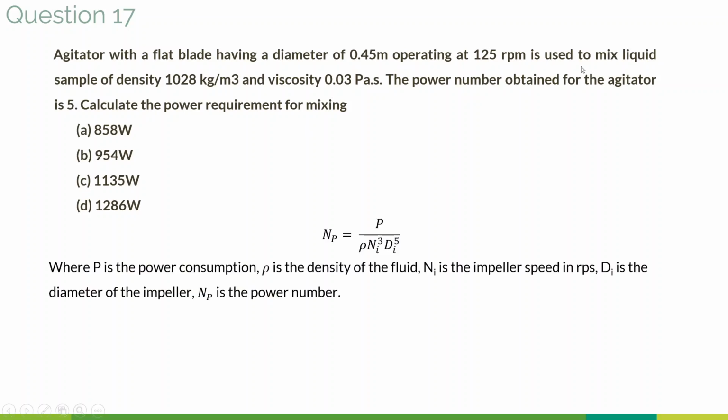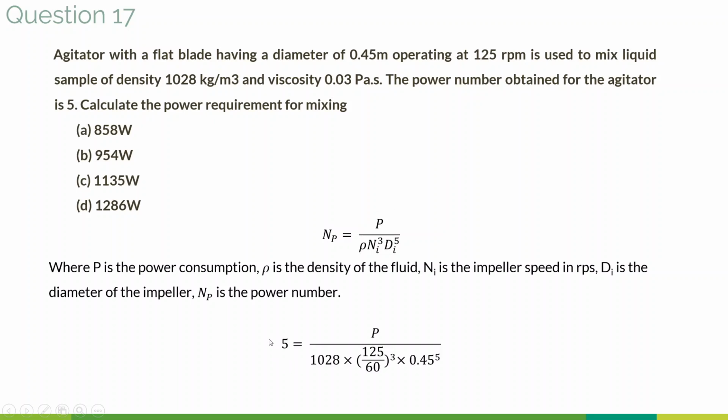So here Np is equal to P divided by rho Ni cube di to the power 5, where P is the power consumption or the power requirement, rho is the density of the fluid which is given in the question, Ni is the impeller speed in revolutions per second, and the impeller speed is given in revolutions per minute in the question. We just need to convert it into seconds, and di is the diameter of the impeller, which is also given in the question. So it's a basic substitution formula, and Np, which is the power number, is also given in the question. So since all of the other variables are given, we need to calculate what is P here.